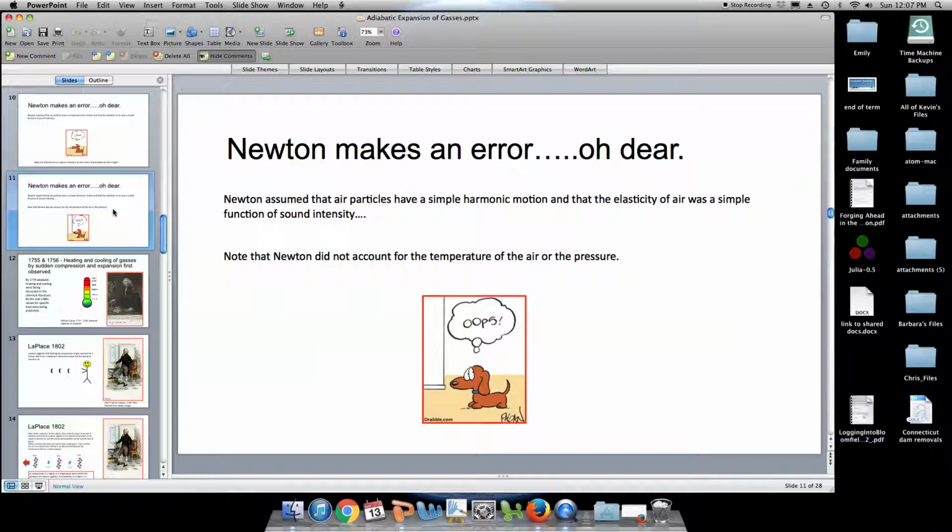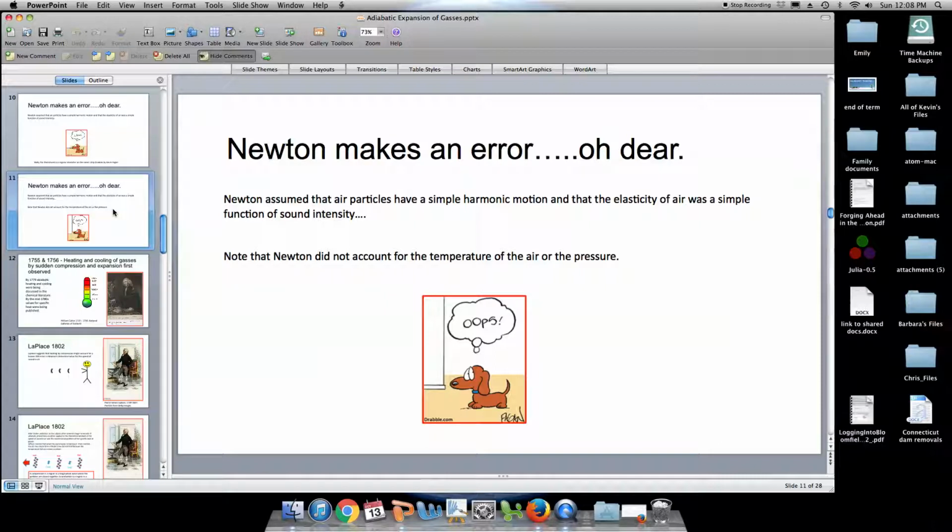And basically, he thought that the elasticity of the air, the ability of those air particles to transfer their energy, was simply a function of sound intensity. So if you made a more intense or louder sound, you had a better transfer of energy through the air particles. Now, what Newton did not do was account for the temperature of the air or the pressure of the air. And that's where he made his mistake. He did not account for the temperature of the air, and he did not account for the pressure of the air.